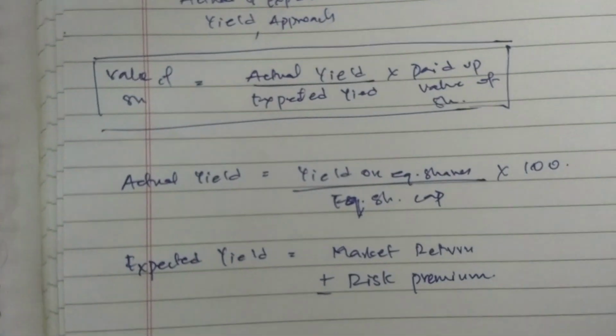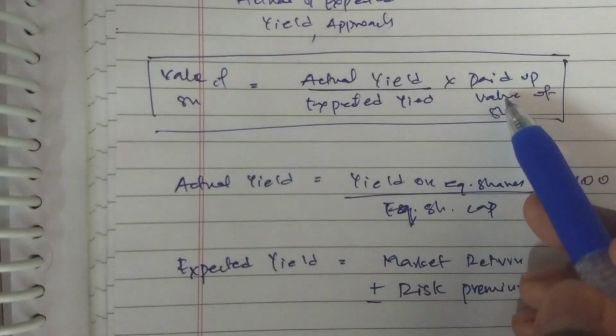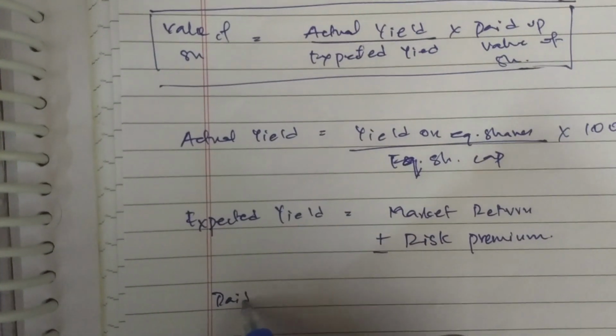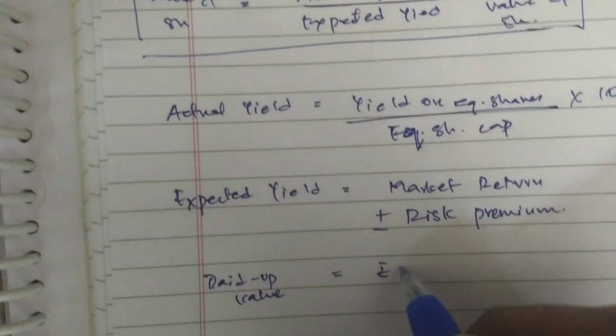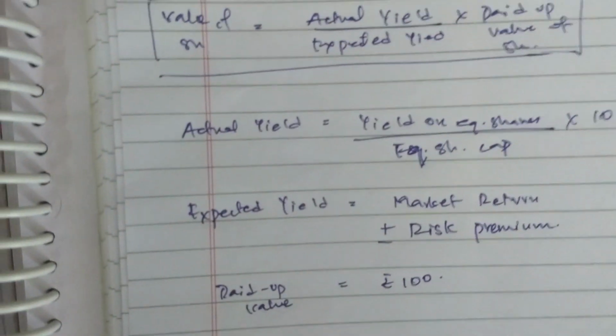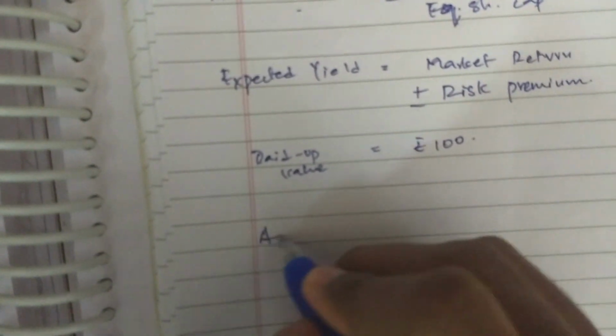Okay, market return plus or minus your risk premium. And finally we have the paid up value. The paid up value, because the question is silent, we are assuming it to be rupee 100. Okay, so now let's understand what is the yield on shares. Okay, actual yield.